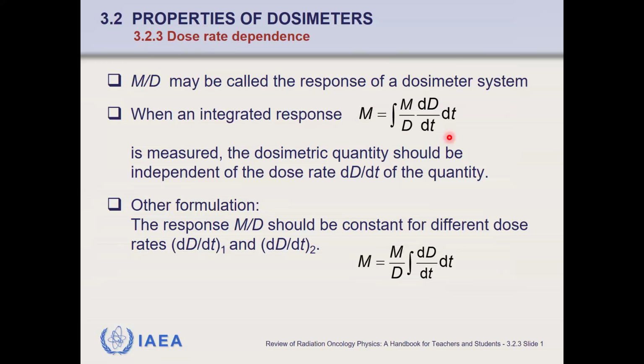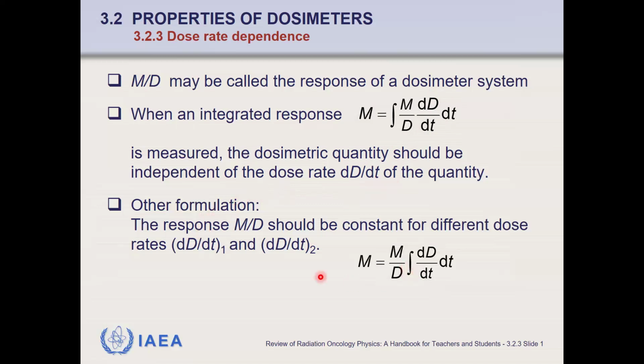This principle states that the dosimetric quantity being measured, which is M over D, should be independent of the rate of change of dose over time, which is expressed as dD over dt. So in simpler terms, the dosimeter's response should not be affected by how quickly the radiation dose is delivered. So dosimetric quantity should be independent of the dose rate. So dD over dt represents the dose rate.